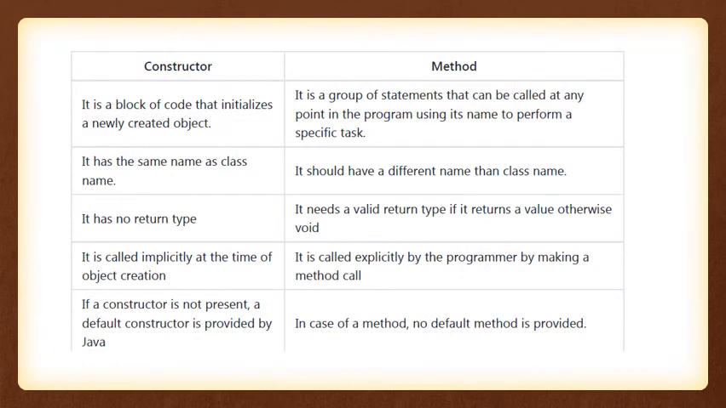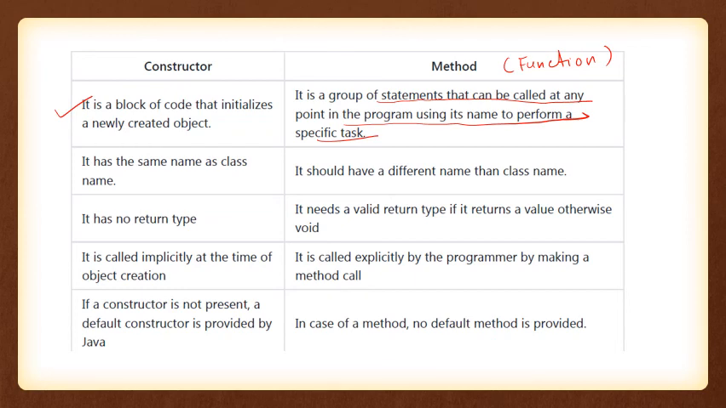A very important question is the difference between a constructor and a general function or method. First, the constructor is a block of code that initializes a newly created object. So a constructor is always used for the construction of the object, and during the construction of an object it allocates the memory space for the data members and also initializes the data members. Second, a method is a group of statements that can be called at any point in the program using its name to perform a specific task.